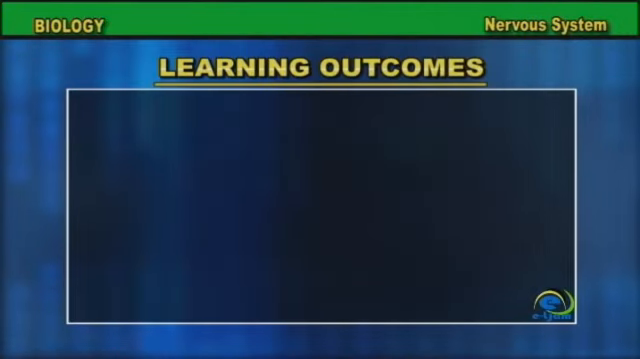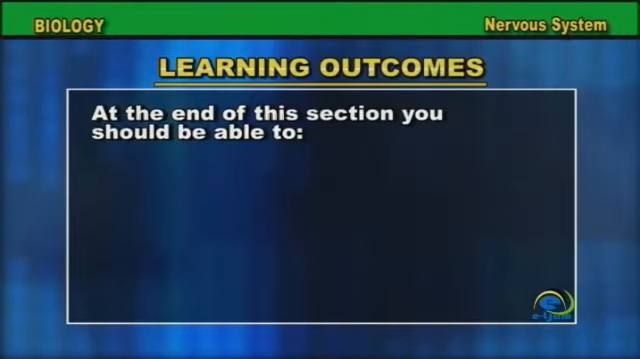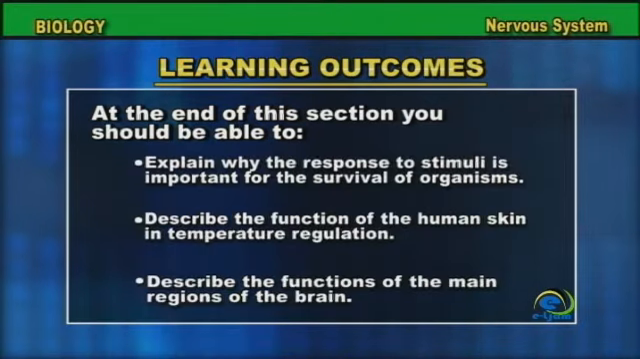Learning outcomes. At the end of this section, you should be able to explain why the response to stimuli is important for the survival of organisms. Describe the function of the human skin in temperature regulation. Describe the functions of the main regions of the brain.